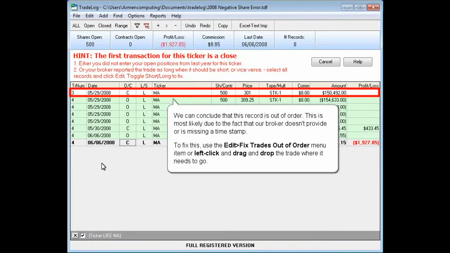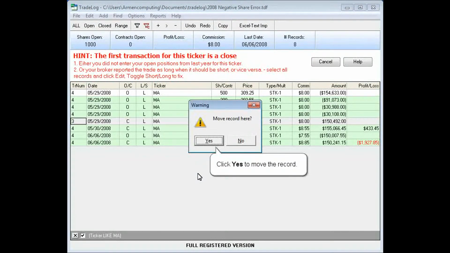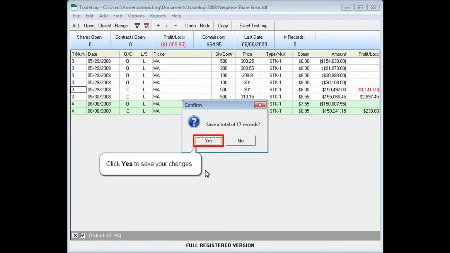To fix this, use the Edit Fix Trades Out of Order menu item, or left-click and drag and drop the trade where it needs to go. Click Yes to move the record. Click Yes to save your changes.